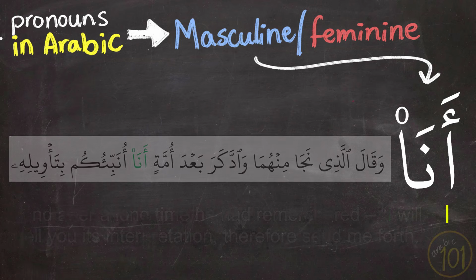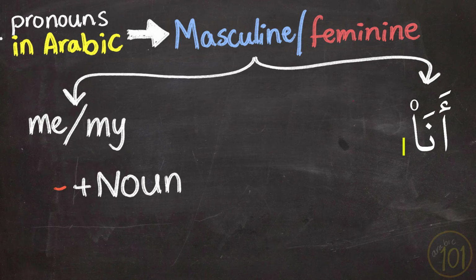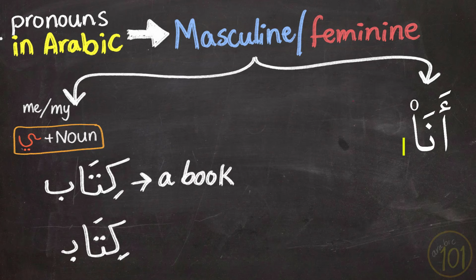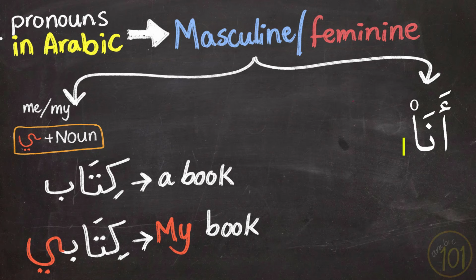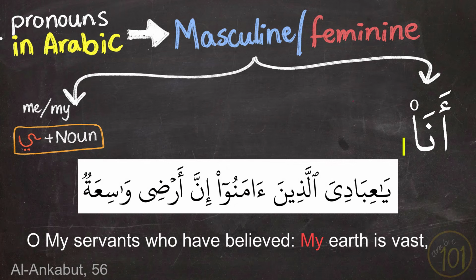And if you want to use the pronoun in other positions in the sentence, like saying me or my, you would then have to add ya at the end of the noun you want to refer to. So you would then turn the word kitab, a book, into kitabi, my book, like in this example. يا عبادي الذين آمنوا إن أرضي واسعة.